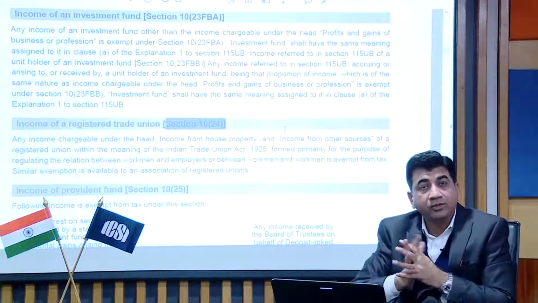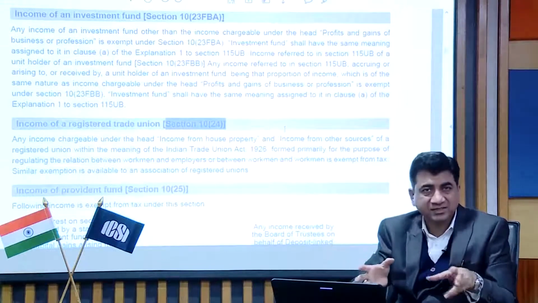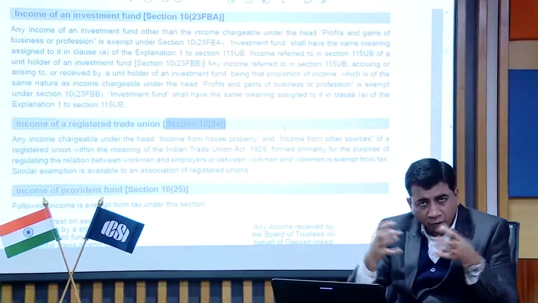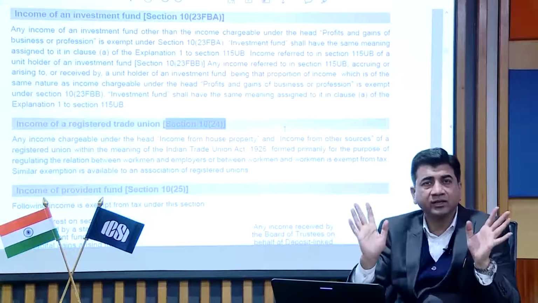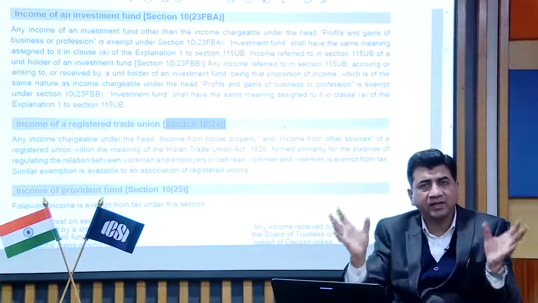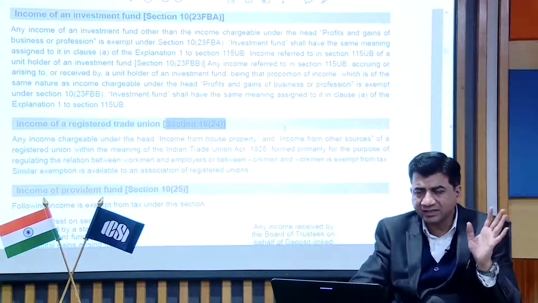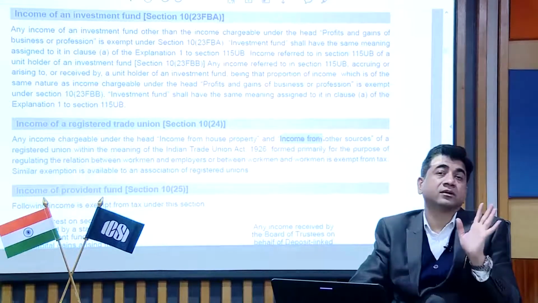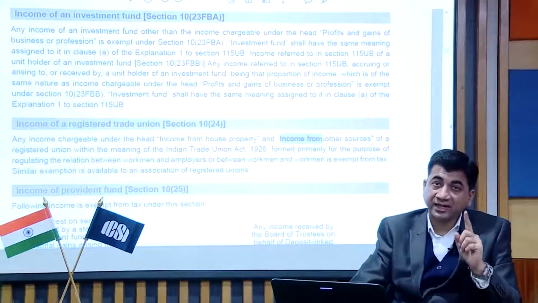So the trade union people take money from the members, 100 rupees per month, 500 rupees yearly. Whatever contribution, chanda, they get is exempt. So trade unions take a little bit of money from their members, and whatever income of the trade union is exempt. But you remember, income from house property and income from other sources is exempt. If other incomes are there for a trade union, that will be taxable.